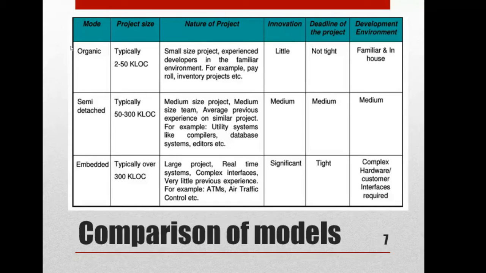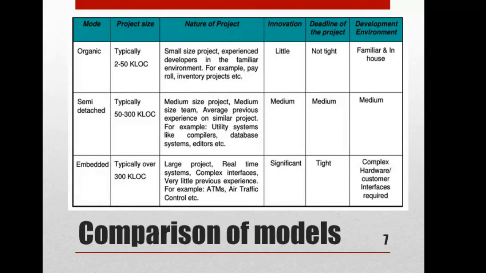What do you mean by organic? How is it actually categorized? Organic means typically the project size will be 2 to 50 kilo lines of code. Kilo means 1,000. So 2 kilo means 2,000, and 50 kilo means 50,000. So 2,000 to 50,000 lines of code is the project size. This you can call organic mode.